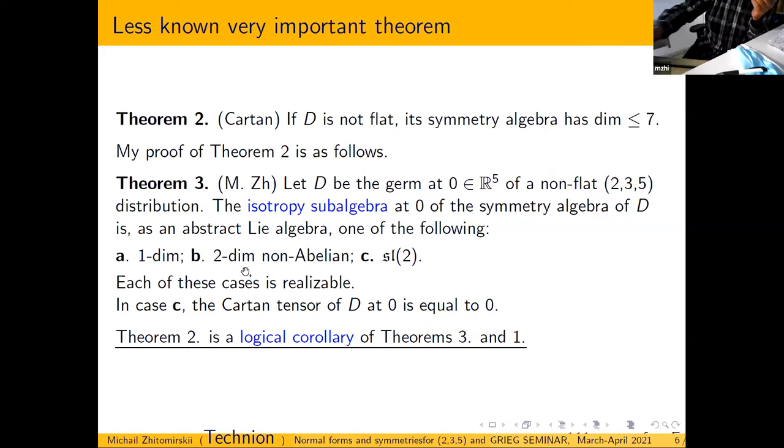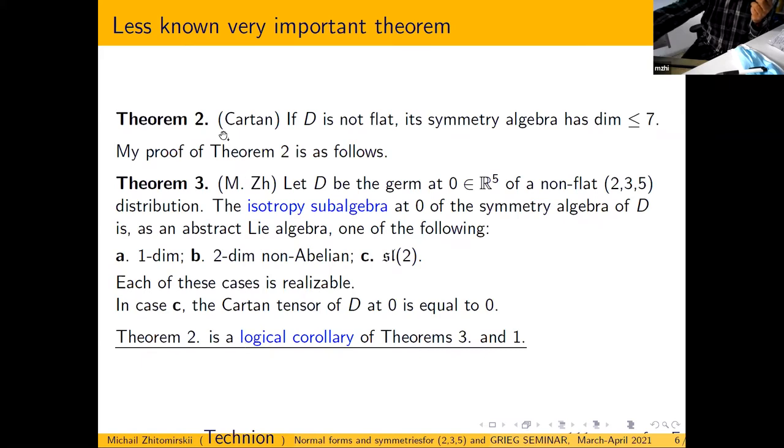The first, A and B cases, people know well, for example, they are realized for homogeneous distributions. But there is one more case, C, where the isotropy is SL2. Well, it's also possible, but case C is realizable only when the Cartan tensor of the distribution at zero is equal to zero, which does not mean that it is equal to zero at other points. But if C, then, it's a claim of theorem 3, the Cartan tensor vanishes at the origin.